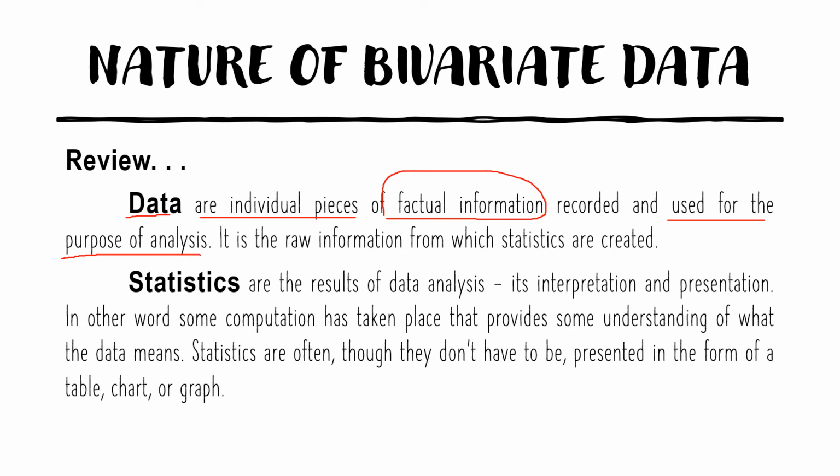So these are data that we gather from our survey, from our questionnaire, from our checklist. These are raw data from our respondents in our research. It is the raw information from which statistics are created. So from the data that we gathered from our survey, questionnaire, and checklist, we can really assess and check if our assumptions are acceptable or not.